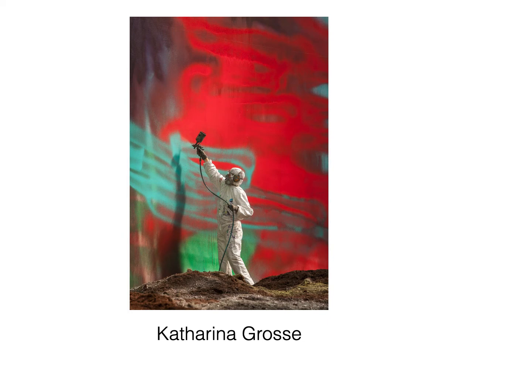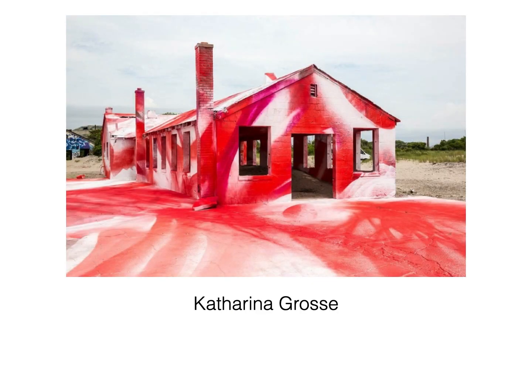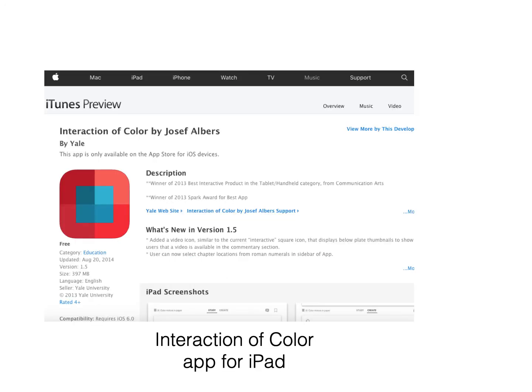Katharina Grosse is a German artist who's spray painting color, almost like color escaping from a painting onto the world. Here's a piece she did a few years ago at Fort Tilden in Brooklyn that you could go out to and walk through this colored house where the paint just leapt free of its structure.